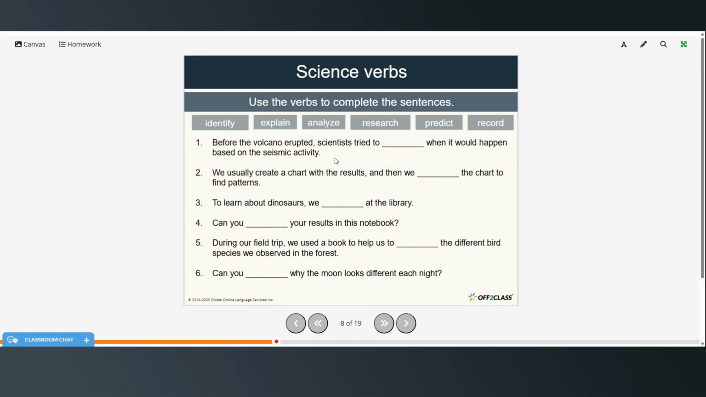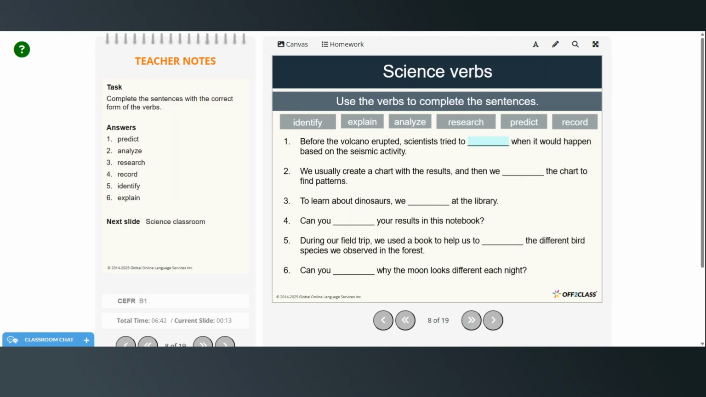All right, here are a few more. Again, you can pause the video, try it on your own, and then restart when you're ready to check your answers. Before the volcano erupted, scientists tried to predict when it would happen based on the seismic activity.